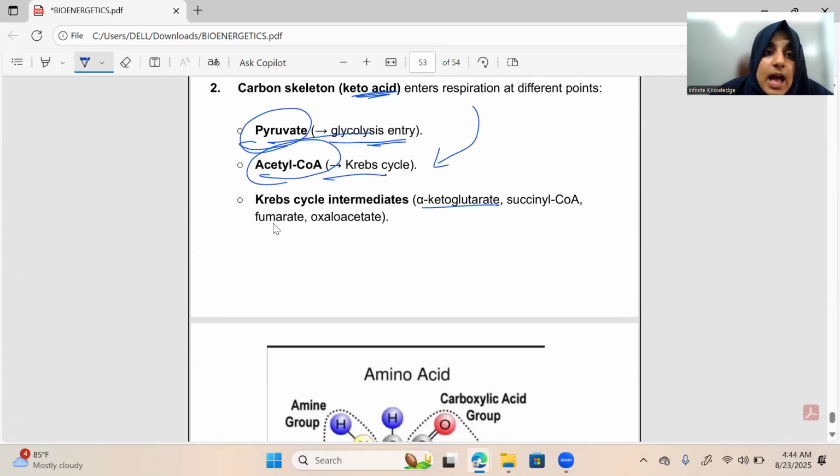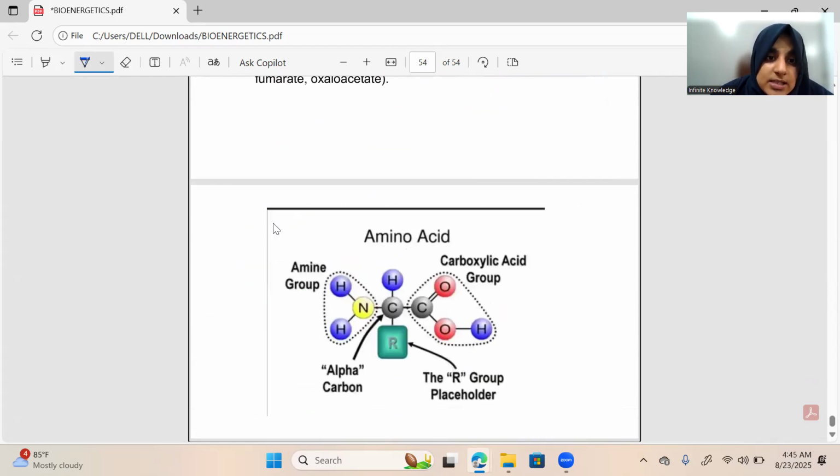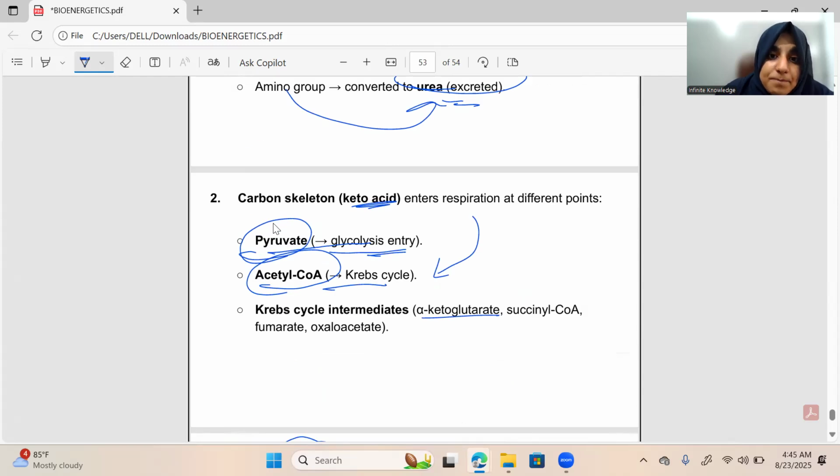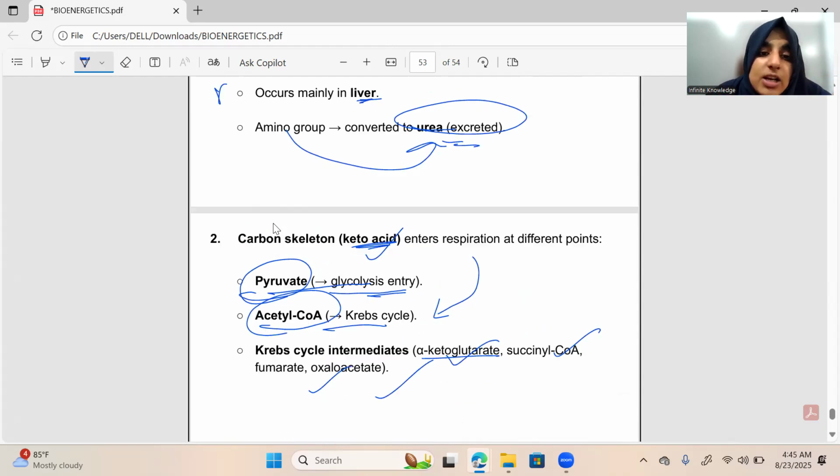Okay. And I was basically explaining this. This is the structure of an amino acid. This is the amine group, right? Which is going into the urea cycle. This will be deaminated. The NH2 group will be easily removed, and after the urea cycle, this will be removed from the body. Whereas this carboxylic acid group will undergo conversion to a keto acid. This can enter as pyruvate, this can enter as acetyl CoA, or this can enter as any intermediate: alpha ketoglutarate, succinyl CoA, fumarate, or oxaloacetate.